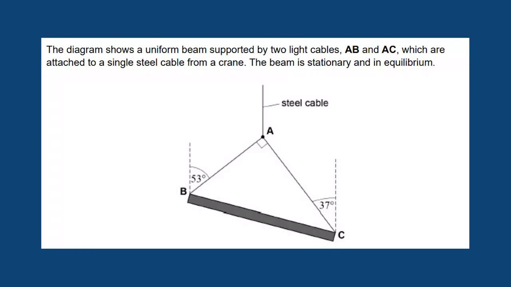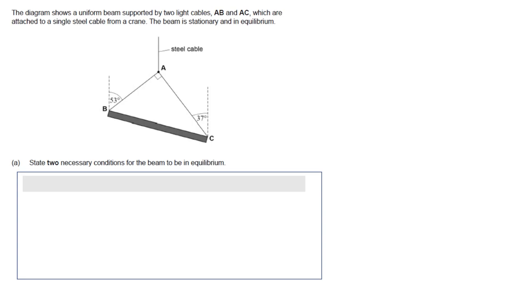The diagram shows a uniform beam supported by two light cables, AB and AC, which are attached to a single steel cable from a crane. The beam is stationary and in equilibrium. Part A, state the two necessary conditions for the beam to be in equilibrium.